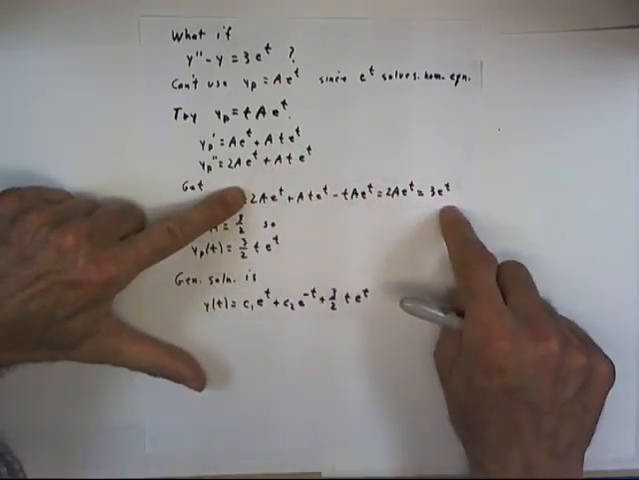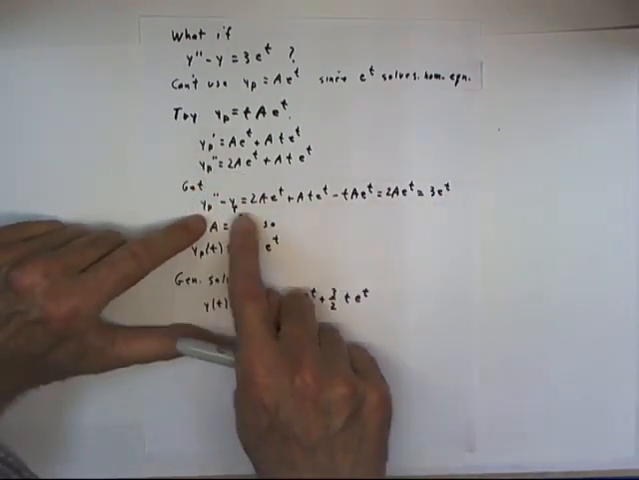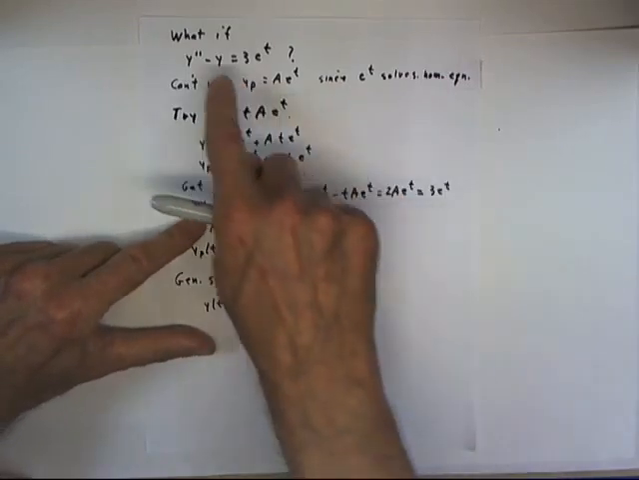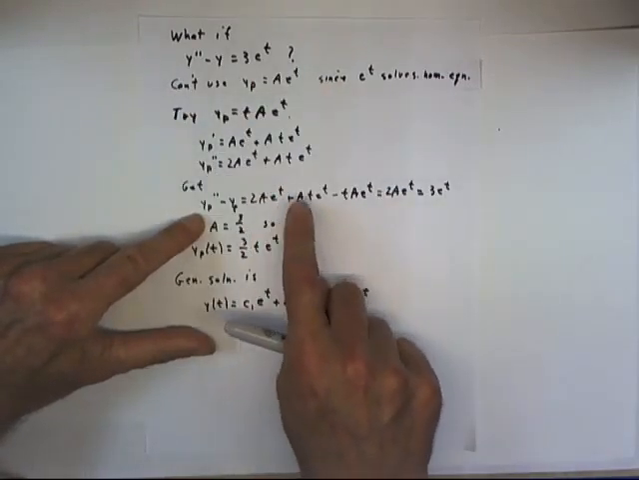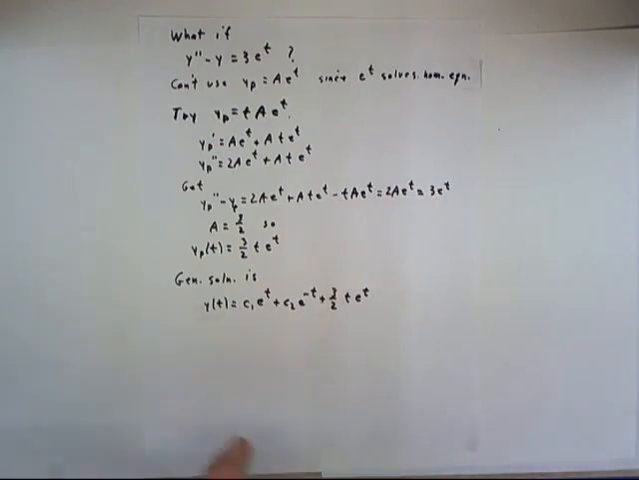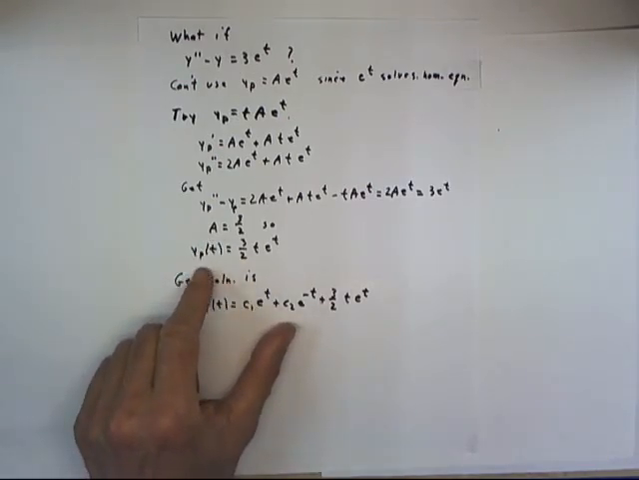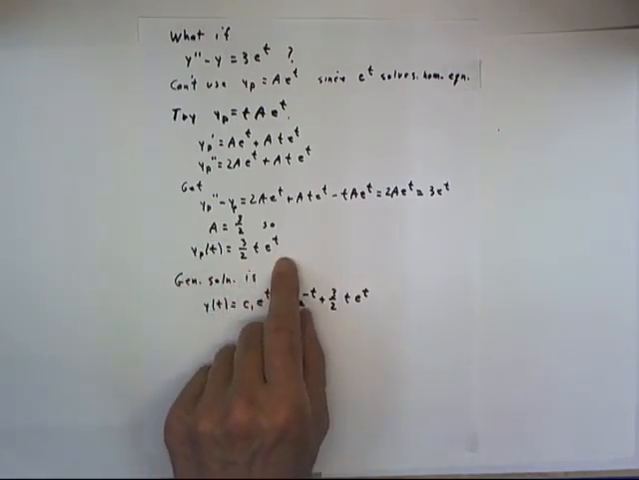And our equation then becomes this. Again, this is very easily verified. Just plug in these expressions into here, set it equal to 3e to the t so that we're expressing the equation, and this is what you get. And this is easy to solve. We're going to get a equals 3 halves, so that yp of t is 3 halves t e to the t.